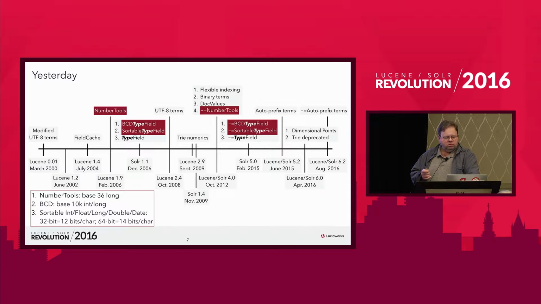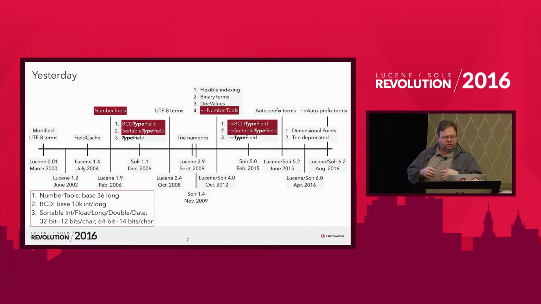And in Solr, the binary coded decimal int and long fields were a base 10,000 integer or long. It used even more bits of a char where it was stored, but it had quite a bit of overhead of doing conversions between these things.